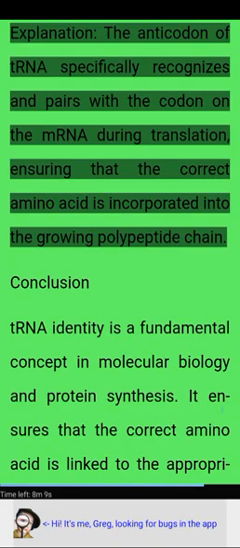Explanation. The anticodon of tRNA specifically recognizes and pairs with the codon on the mRNA during translation, ensuring that the correct amino acid is incorporated into the growing polypeptide chain.